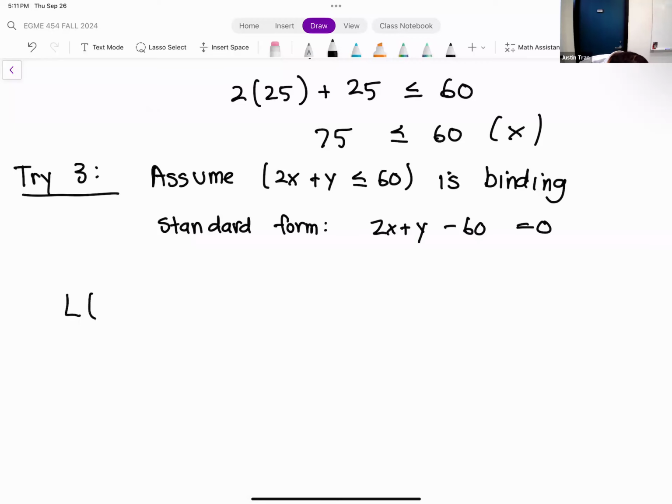Okay, so our Lagrange function. I'm speeding up a little bit just because I want to finish this example. Spoilers, this is going to be the right one. So we're not going to do a try for. Our Lagrange function in this case is our original objective function x times y plus lambda 2 multiplied by our constraint.